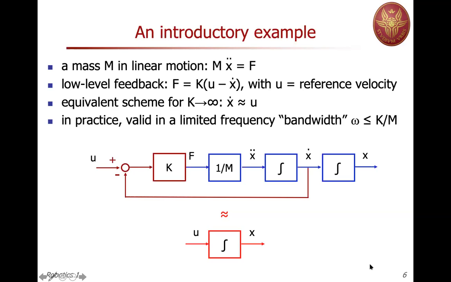So as I said, if you increase k, this bandwidth is enlarged, but even for the same k, the smaller the mass, the larger the bandwidth, which means that with the same k, you're controlling a small mass better than a large mass. Better in the sense that you have a larger bandwidth to work with.